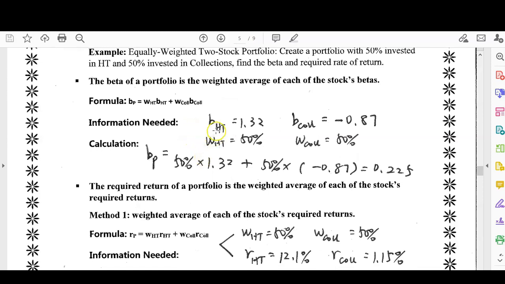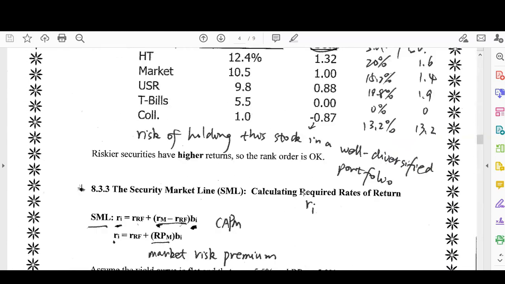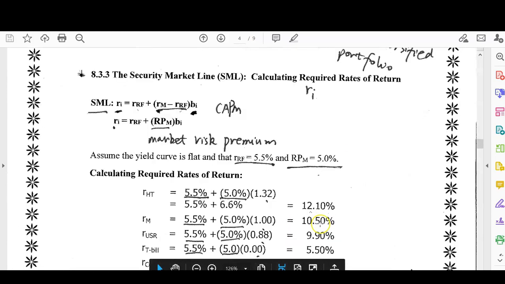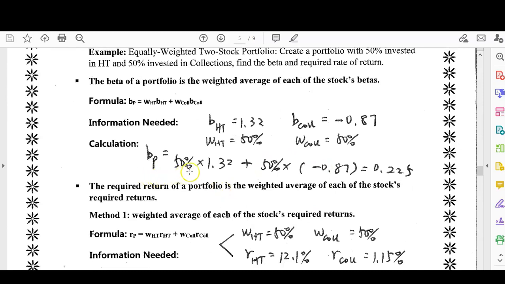We have beta for high tech as 1.32. Beta for collectibles is negative 0.87. Weights are 50%, 50%. These two betas are estimated from our last video. So we are using them here. The beta of the portfolio becomes 50% for high tech multiplied by beta for high tech, 1.32, plus 50% weight for collectibles multiplied by the beta for collectibles, negative 0.87. So we have 0.225 as portfolio beta.